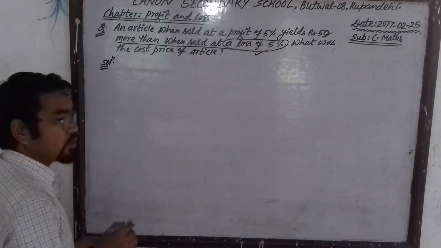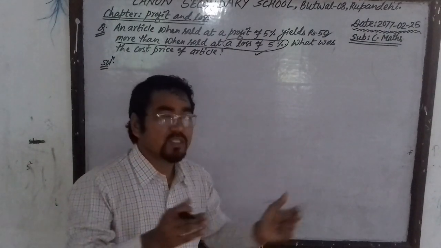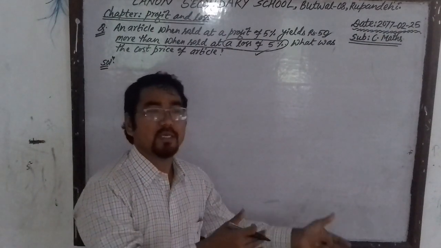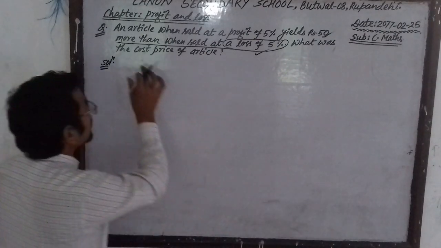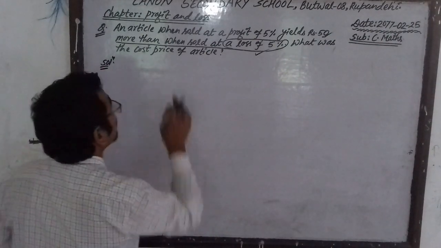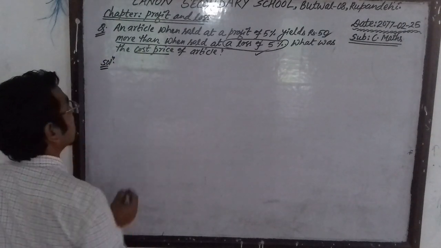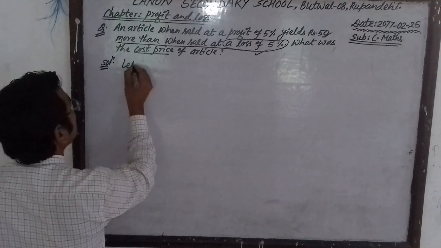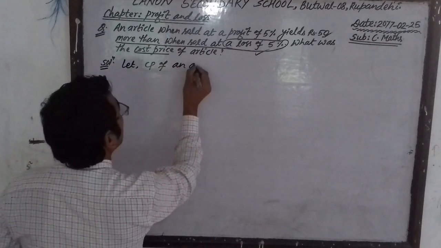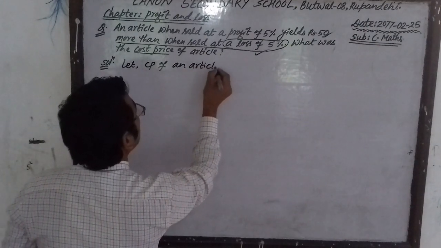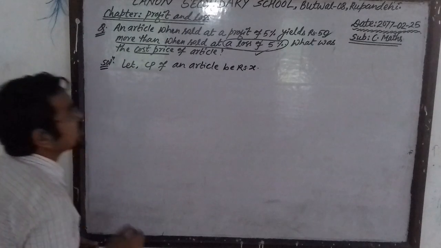Here we don't know the cost price. In mathematics, whatever is unknown can be supposed by any alphabet: A, B, C, X, Y, Z. So here we had better suppose X. CP is unknown here, so let the CP of the article be rupees X.